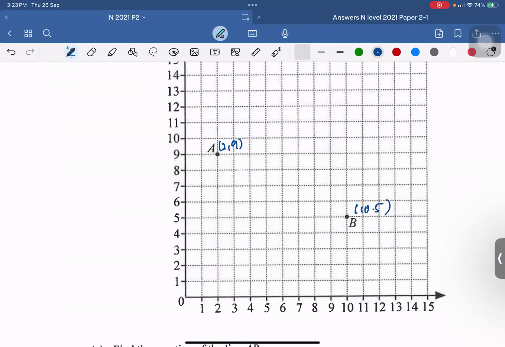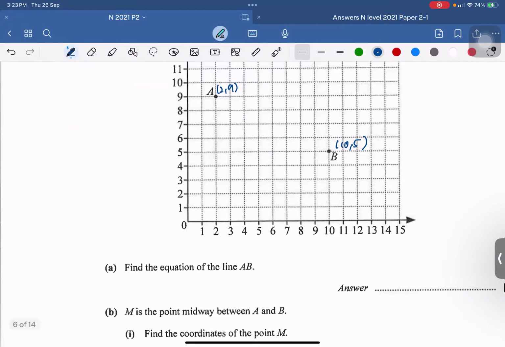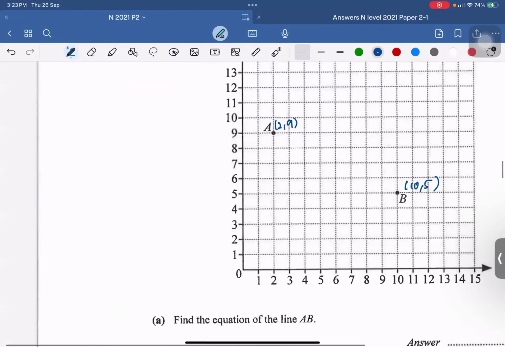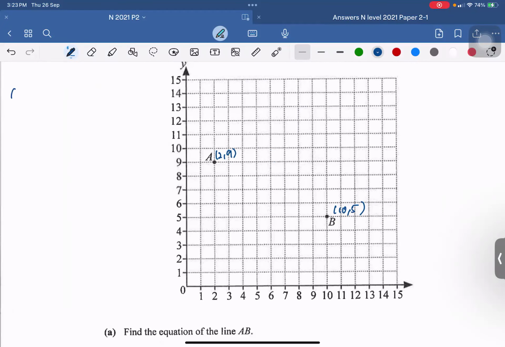They tell me to find the equation of line AB. Line AB itself is a slanted line. A slanted line has an equation y equals mx plus c. First step, find the gradient.